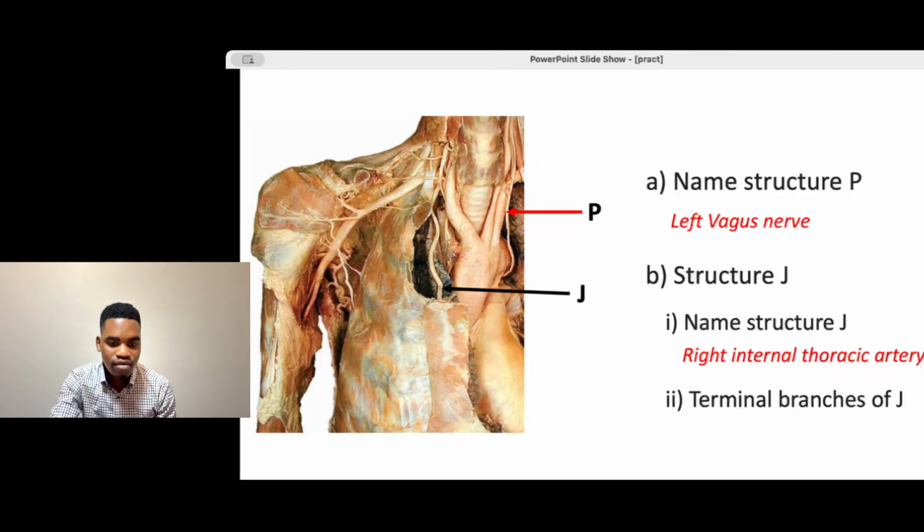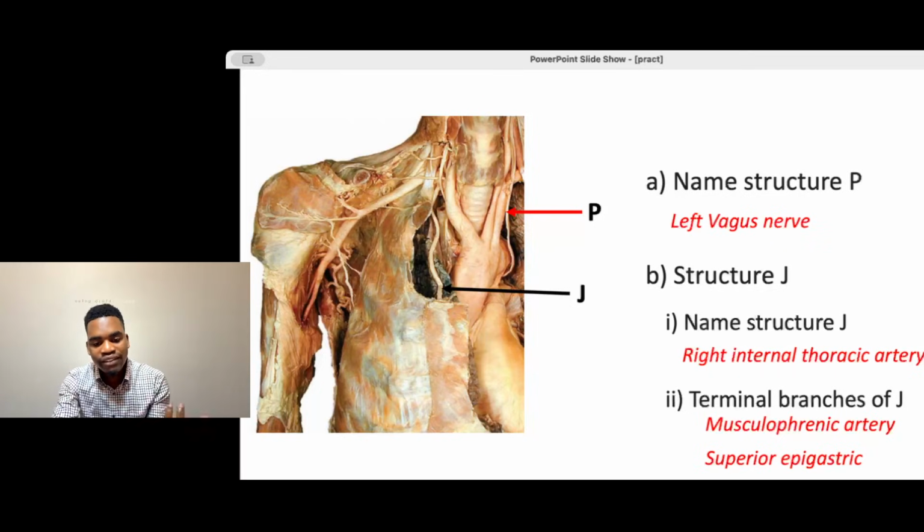And the second part of the question is asking about the terminal branches of the internal thoracic artery, or the internal mammary artery. So what are the terminal branches? We have the musculophrenic artery and the superior epigastric artery. You might specify right musculophrenic artery or right superior epigastric artery, but this part is not as important as naming the structure. For the naming you have to be specific, but for the terminal branches you may or may not. But it's far better to be specific, because you never know what the examiner wants in that particular exam.